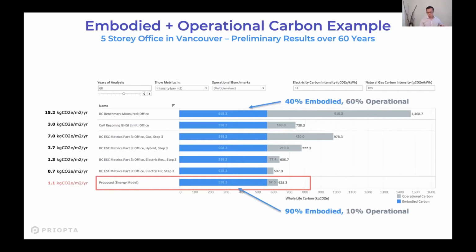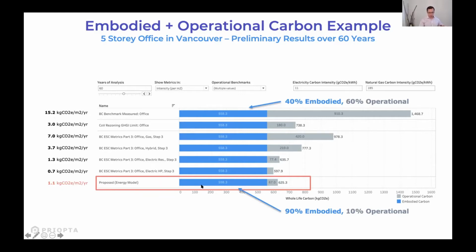So what happens when you put those two pictures together? Let's say this is actually a project that I'm working on, a 5-story office building. The baseline building is 558 kilograms of CO2 per meter squared. So that's the embodied carbon. But if you compare against the typical average office in BC, if you're assuming that 15 number, you can see that over a 60-year lifespan for the building, it would be 40% embodied carbon, 60% operational.